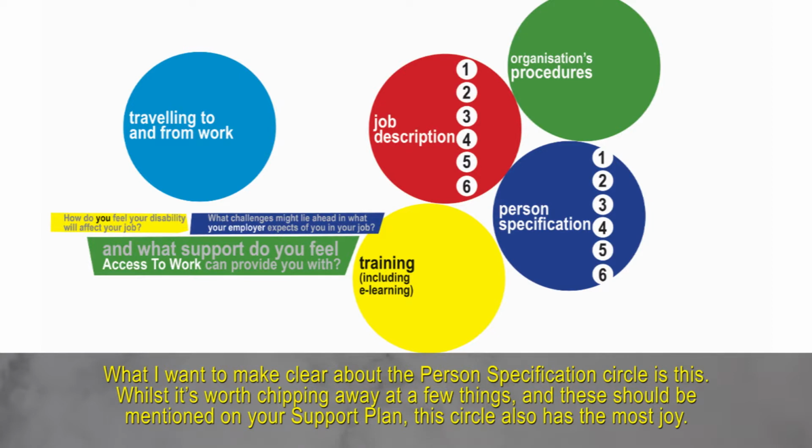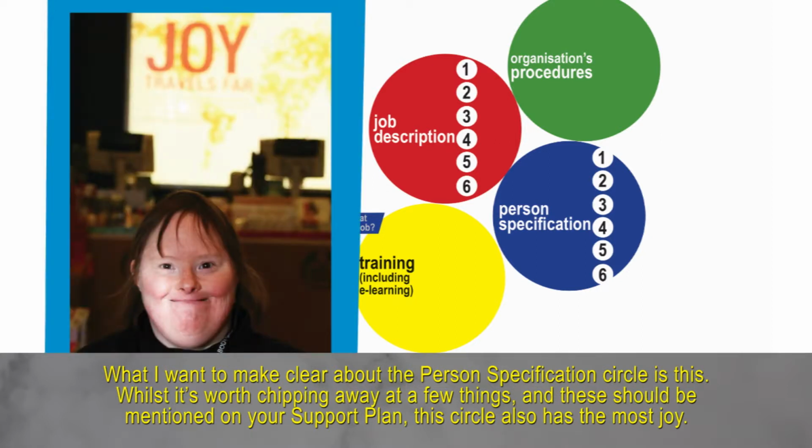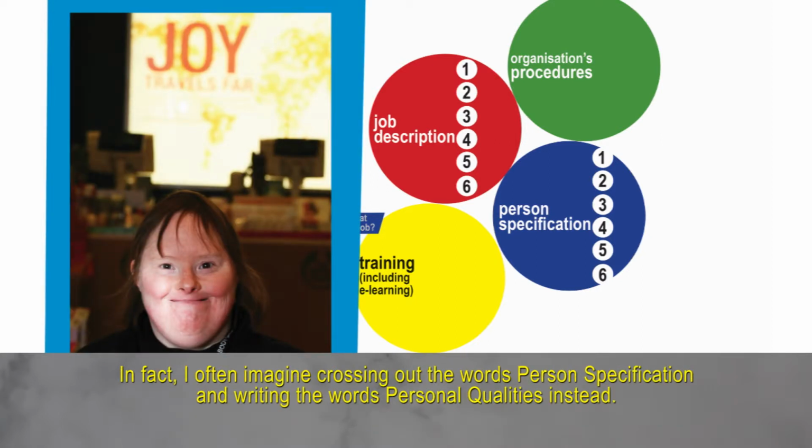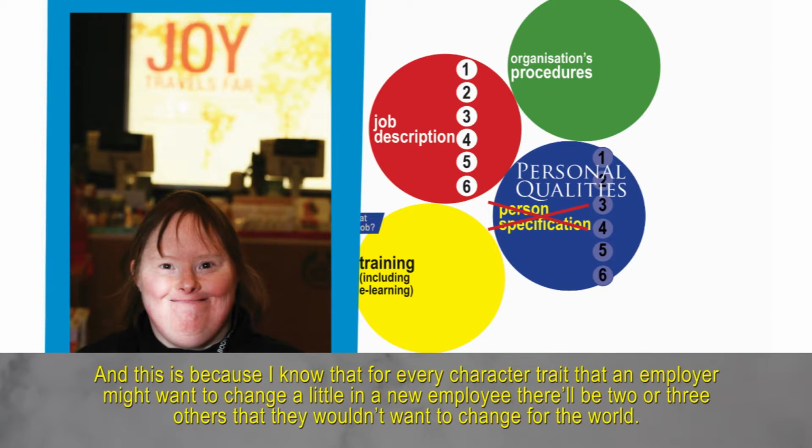What I want to make clear about the person specification circle is this. Whilst it's worth chipping away at a few things, and these should be mentioned on your support plan, this circle also has the most joy. In fact, I often imagine crossing out the words person specification and writing the words personal qualities instead. And this is because I know that for every character trait that an employer might want to change a little in a new employee, there'll be 2 or 3 others that they wouldn't want to change for the world.